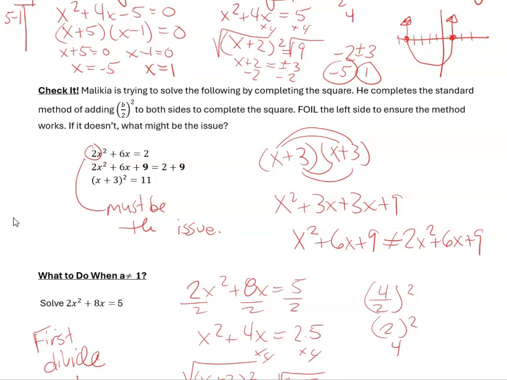Now this next problem says, Malachi is trying to solve the following by completing the square. He completes the standard method of adding b over 2 squared to both sides to complete the square. FOIL the left side to ensure that the method works. If not, what might be the issue?